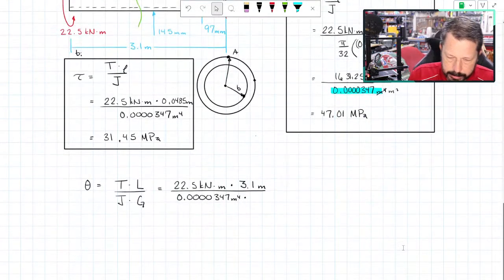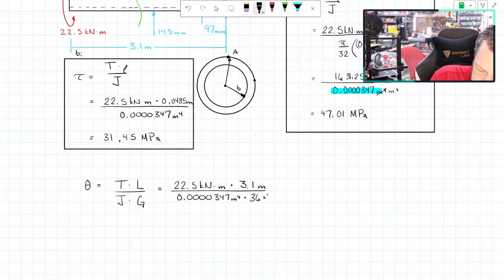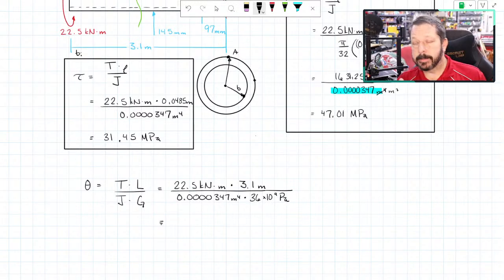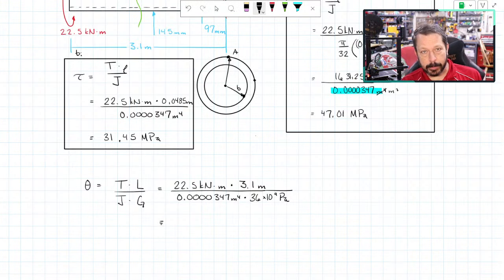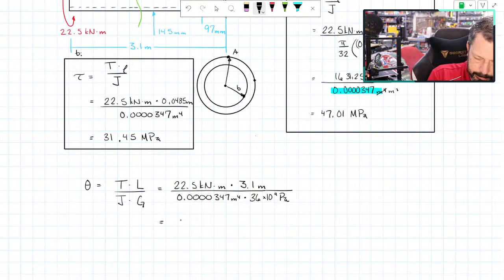So let's put that in. G, 36 times 10 to the 9th pascals. Now I expect anyway to get a really small number because we're talking about radians of twist, and radians are typically going to be small numbers anyway. 22.5, don't forget that that's kilonewton, so times 1,000 times 3.1. So there's my numerator. Let's go ahead and write that down. Oh, but that's Newton.